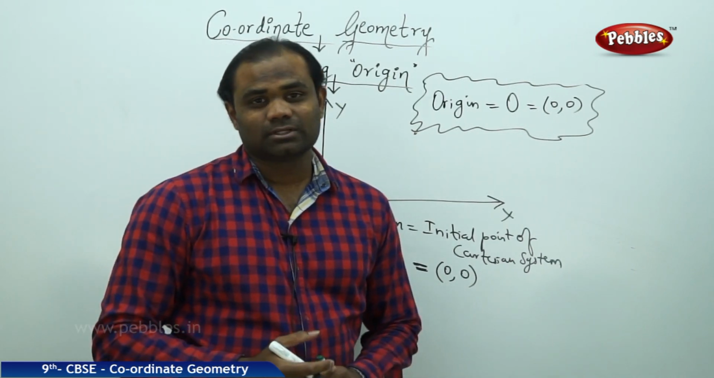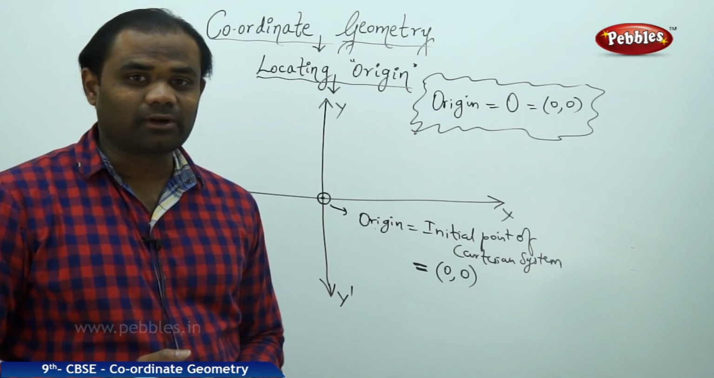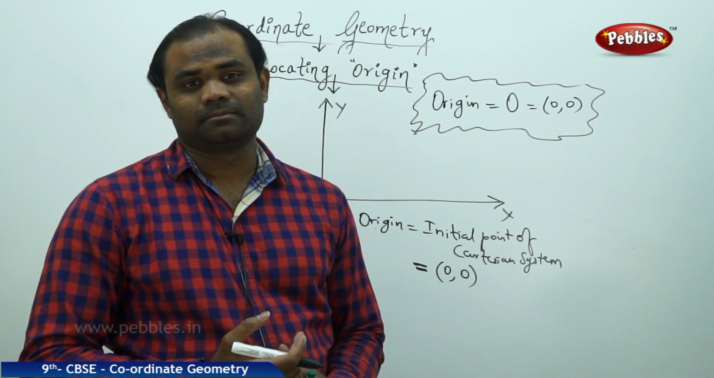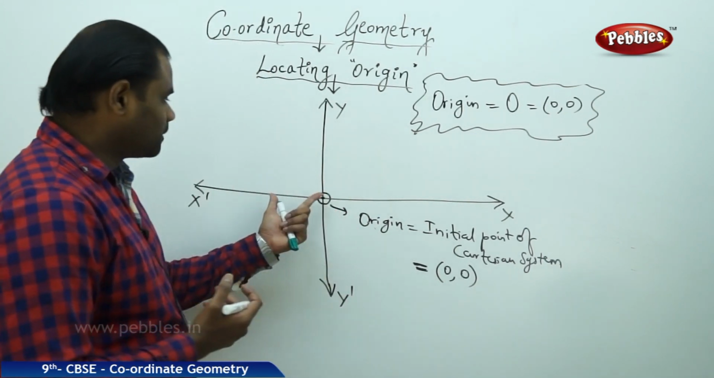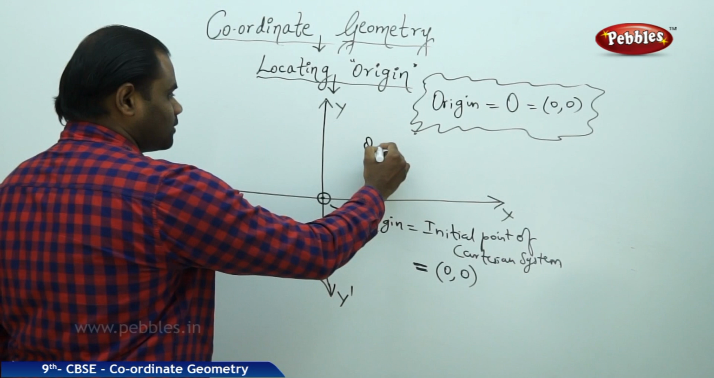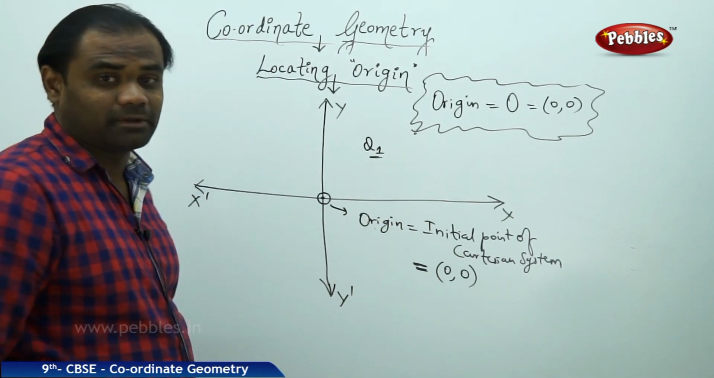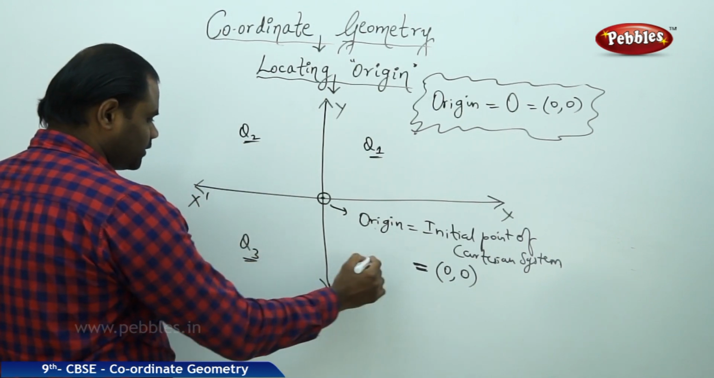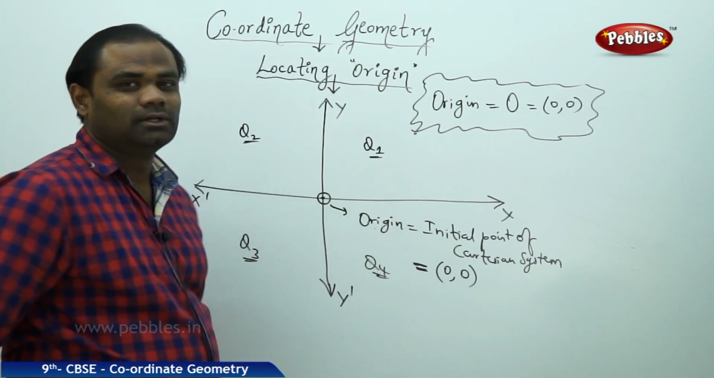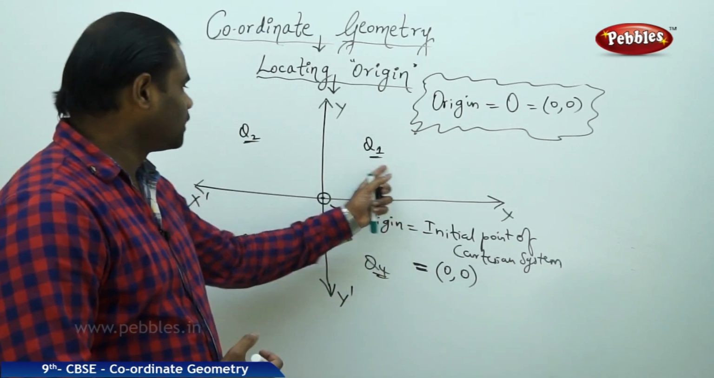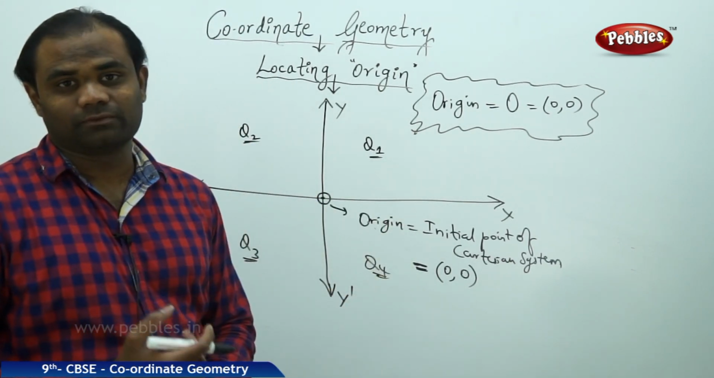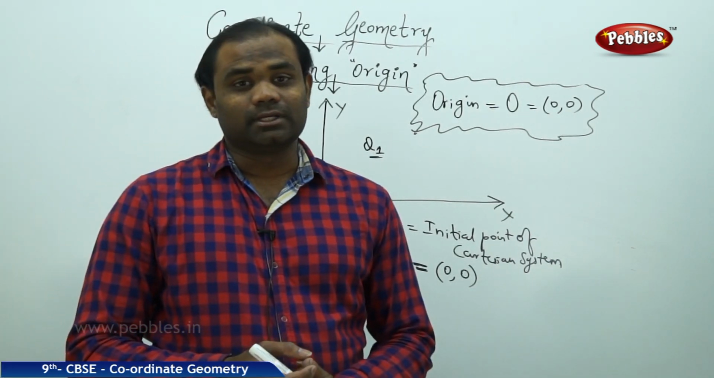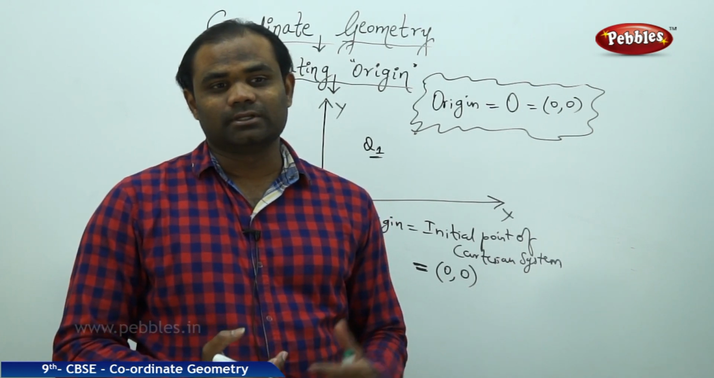Now the question comes, where does the origin lie? Which quadrant does the origin lie in is the biggest question here. As we see here, we have the first quadrant out here. As discussed in previous sessions, I have quadrant 2, which is here, quadrant 3 and quadrant 4, which lie in each of the regions Q1, Q2, Q3 and Q4. Now comes the biggest question: which quadrant is the origin in? Which quadrant does the origin lie in?